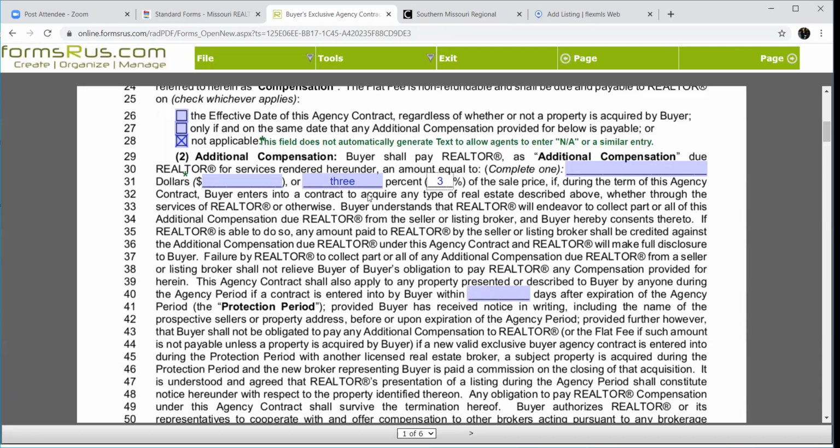Buyer understands that realtor will endeavor to collect part or all of this additional compensation to realtor from the selling or listing broker. So I'm going to do what I can to try to get this 3% in this example from the seller or the seller's agent.